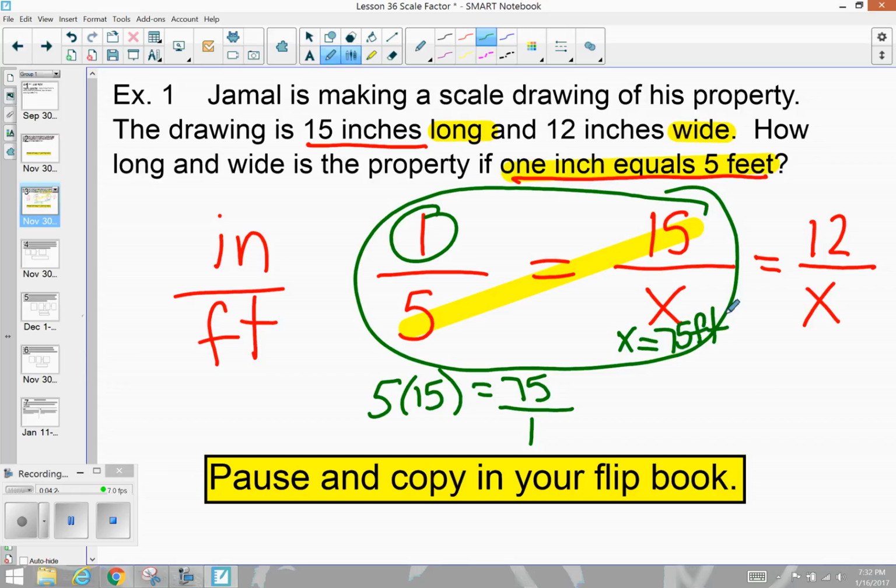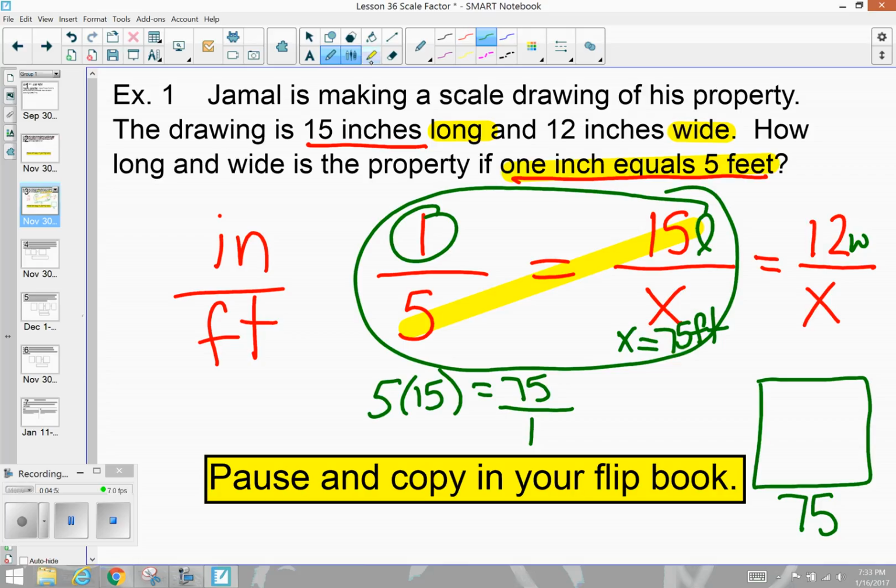All right, so here is the model of the property, and he says 15 inches long. This is talking about the long side, so I'm going to put 75 here. And then this is talking about how wide the property is. So now we want to figure out this. We're going to go back to 1 over 5, and we're going to compare it to 12 over x.